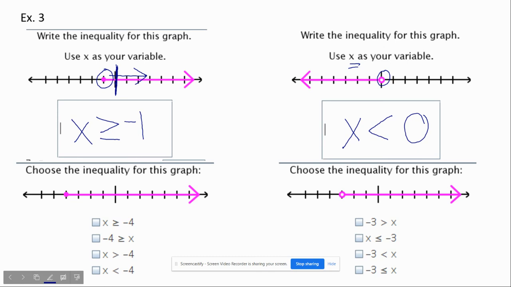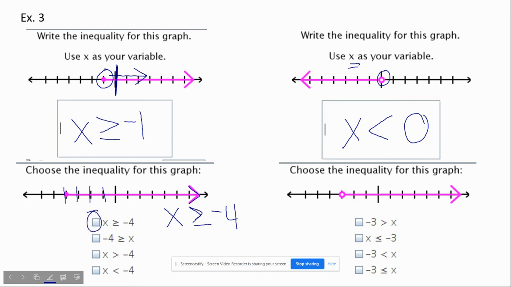Choose the inequality for this graph. So I would write it out first and then try to find the answer that matches it. So this is saying x. This is at 1, 2, 3, -4. And it is greater than, shading to the right. Go with this sign. And then it is or equal to. So then you would find the one that goes with that.